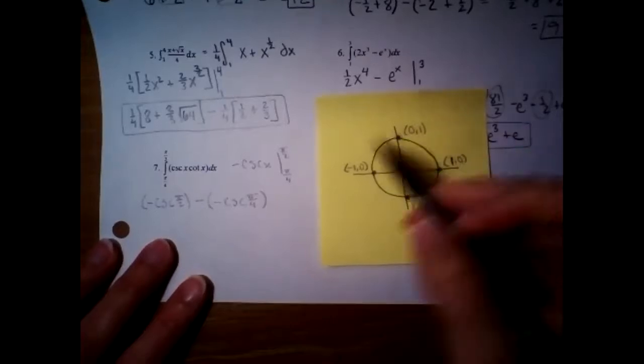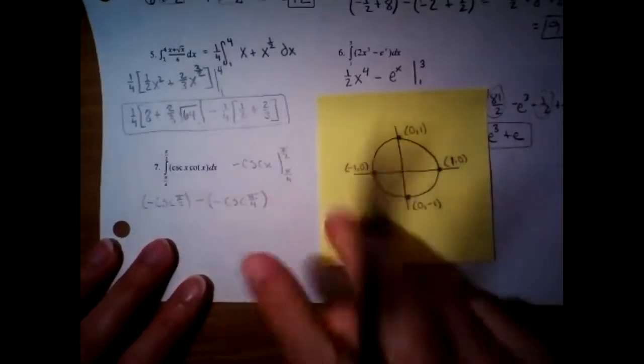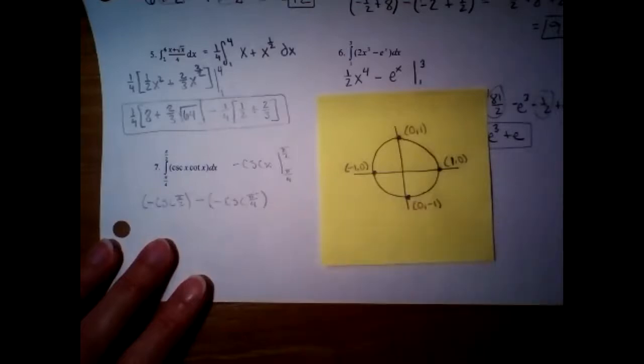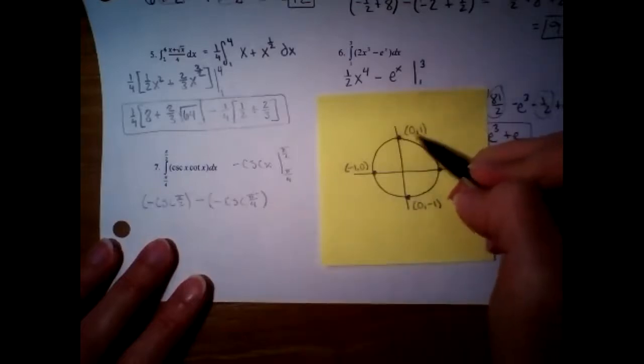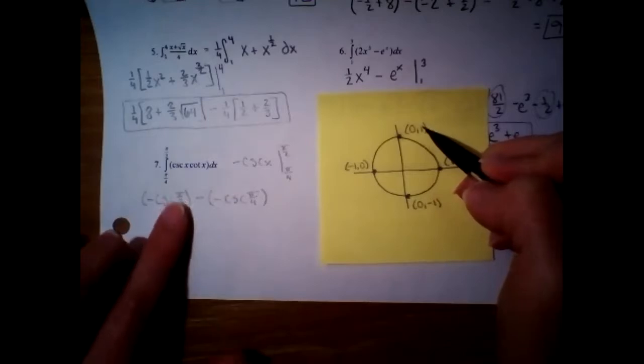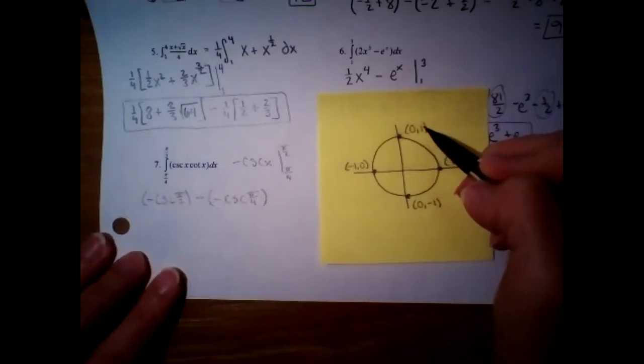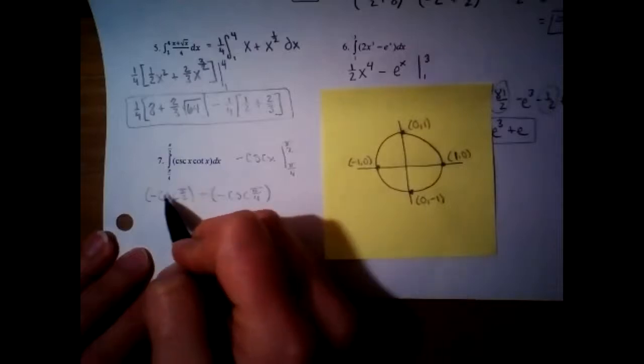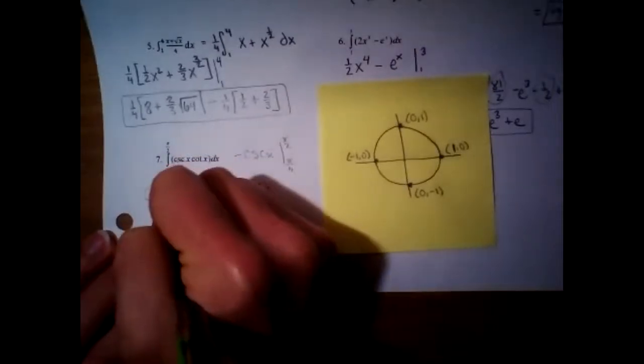Nice job. All right. Cosecant is the reciprocal of sine, and sine is the y value. So sine of pi over 2 is 1. Cosecant means we're just going to flip that. Well, 1 over 1 is 1. So that would be 1. Good. And so we're just going to make it negative. So this would be negative 1.